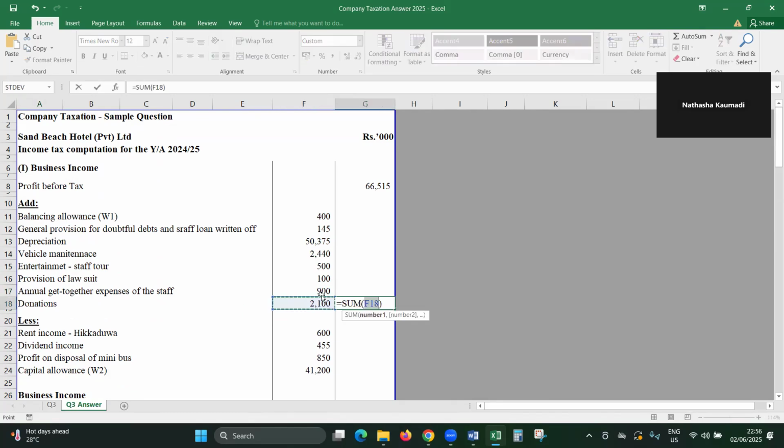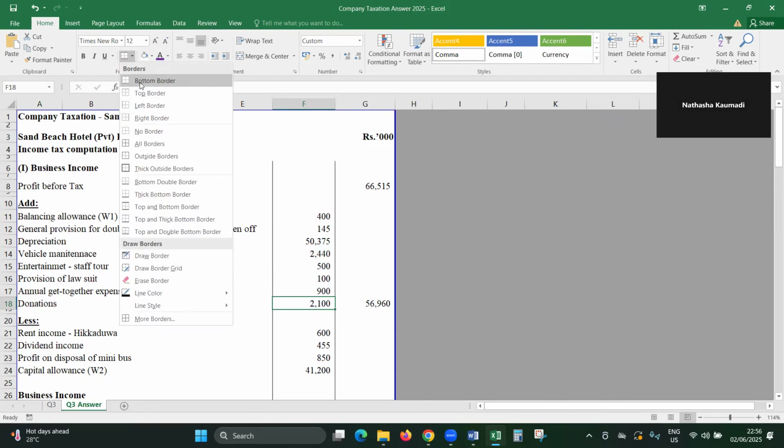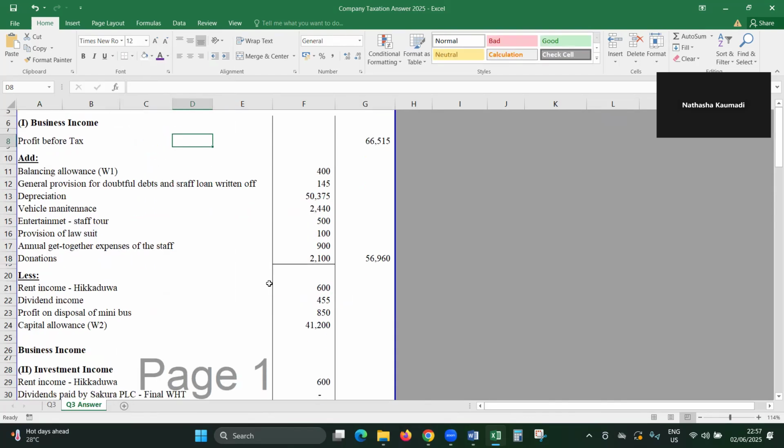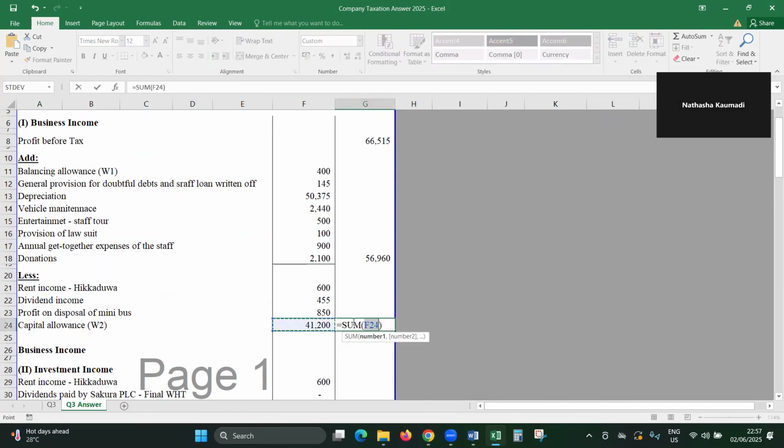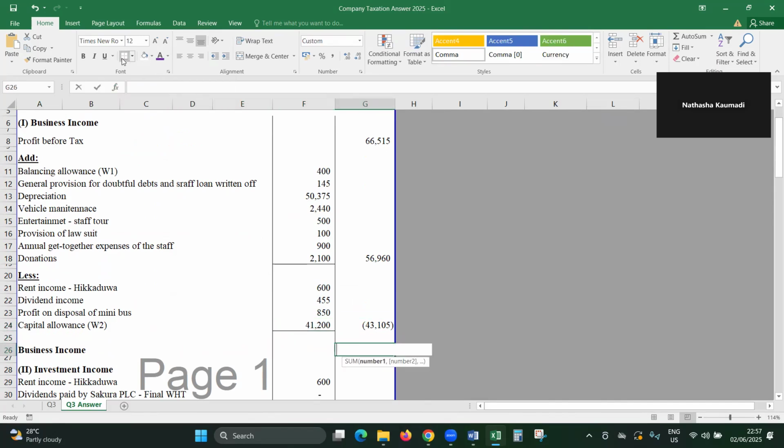Right now, we can calculate assessable income. So you add 56,960 to the profit before tax, and you deduct 43,105 from the profit before tax, and then you have the business income like this. See whether you get the same answer. It's 80,370.